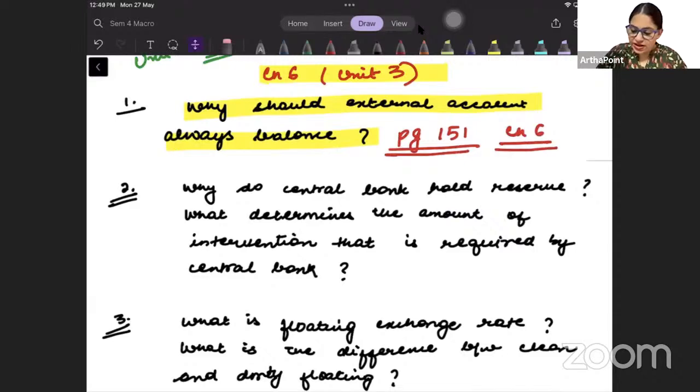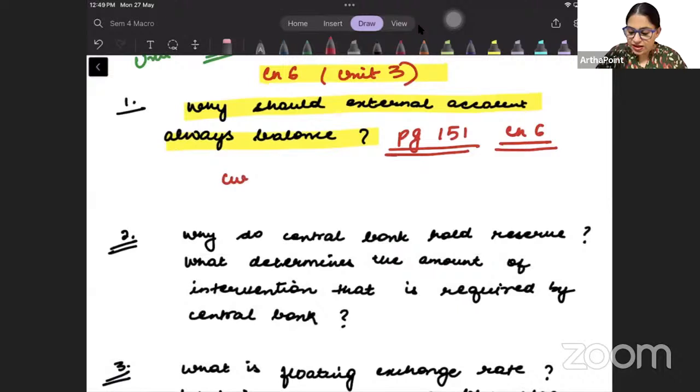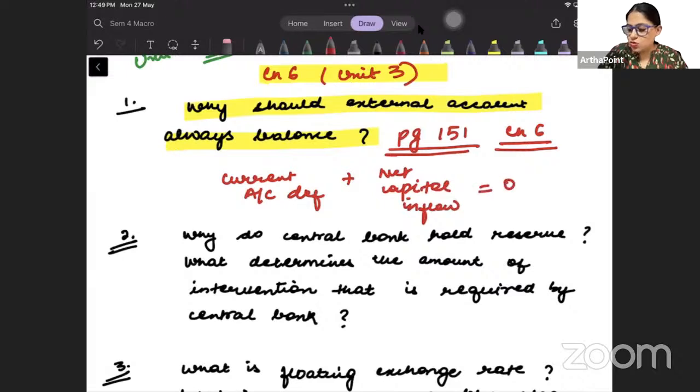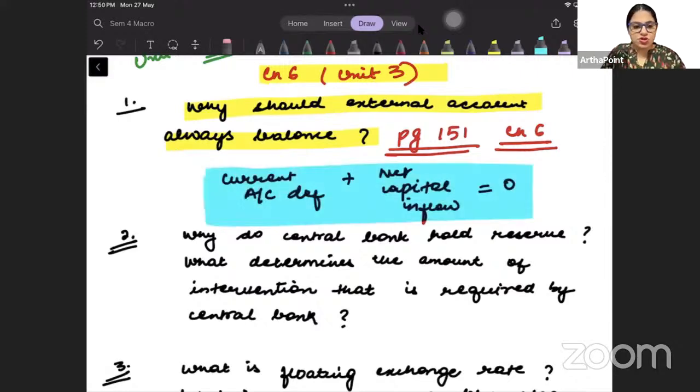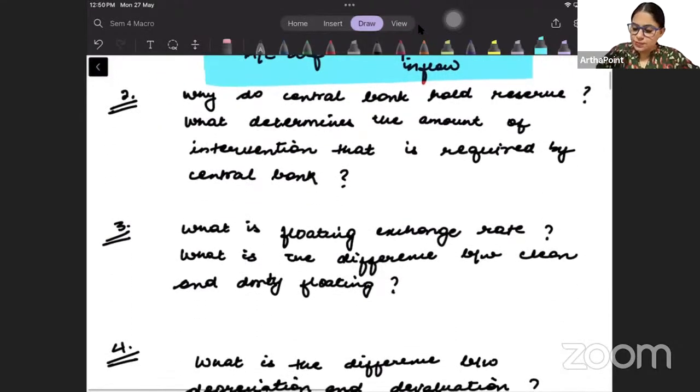You have to explain why current account deficit plus net capital inflow is equal to 0. So you need to explain this equation, beta. Okay, this is what the first question is about. Come to the second question.